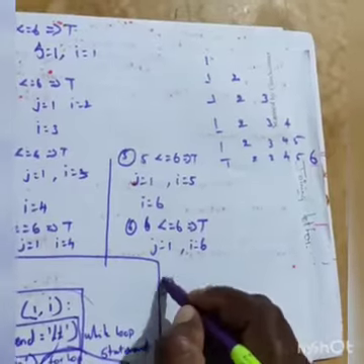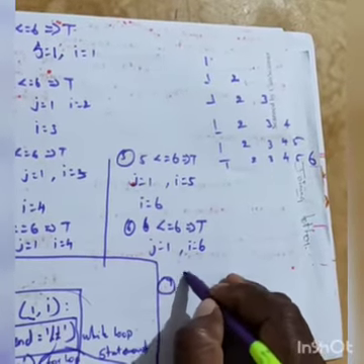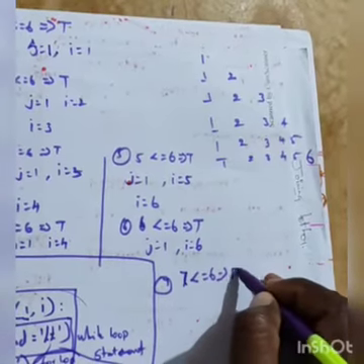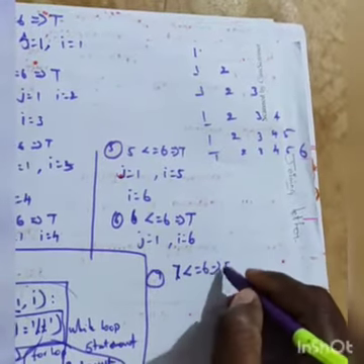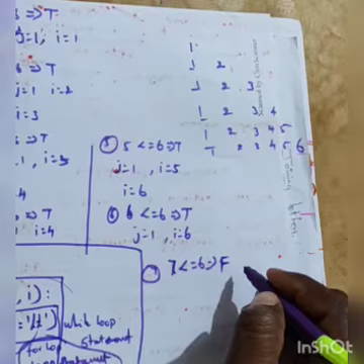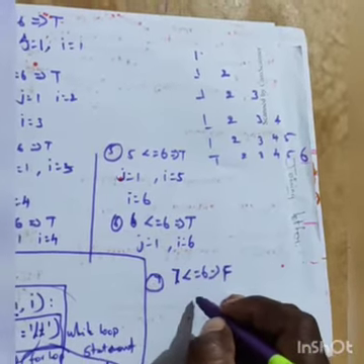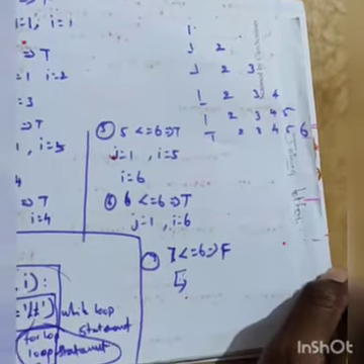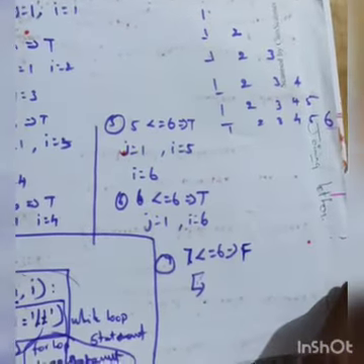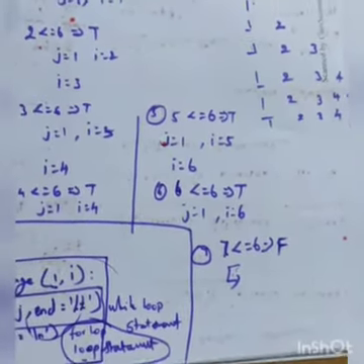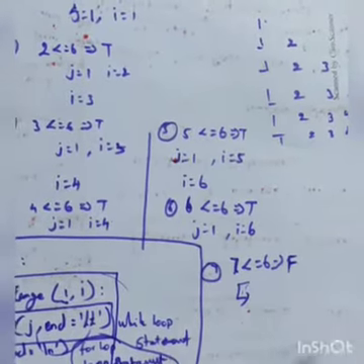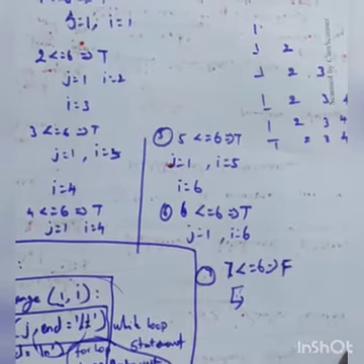Again what is going to happen here? 7 is less than or equal to 6, the condition is false. False means what will we do? The program will be terminated. Okay, are you clear, students? So that is how you can execute it.